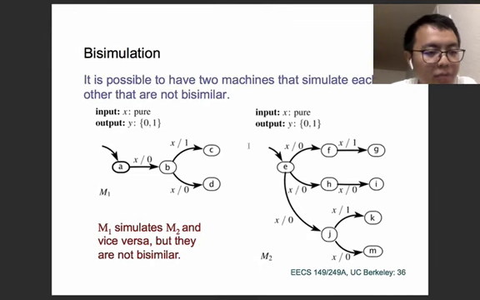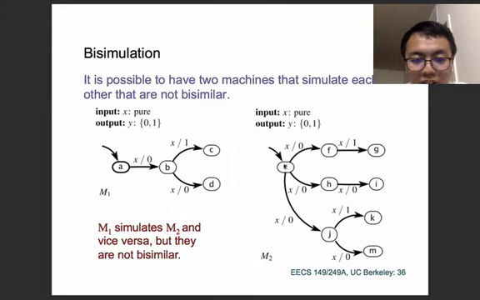So the key thing: previous M2 cannot simulate M1 because at the first state it has made a choice. But in this machine, you can see here, it can always choose to go into J, so that it will match. You can see it will match M1's movements.